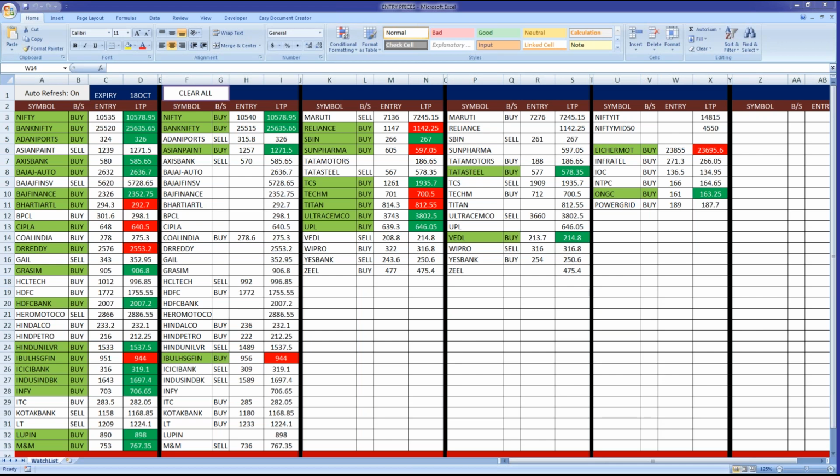Cipla, I have a sell call now at 639. So what I'll be doing is, once I have hit the stop loss on Cipla, I have a fresh sell call here. So I will enter at 639. That is my entry price. Other than that, that's the only fresh call I have currently.